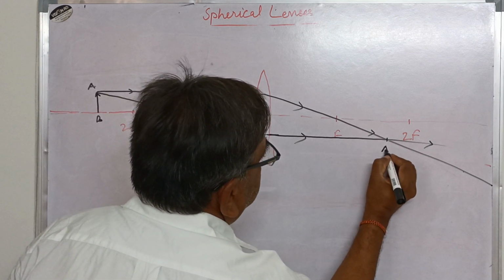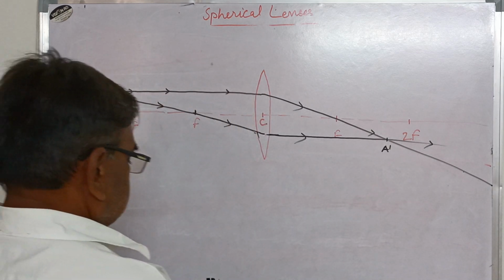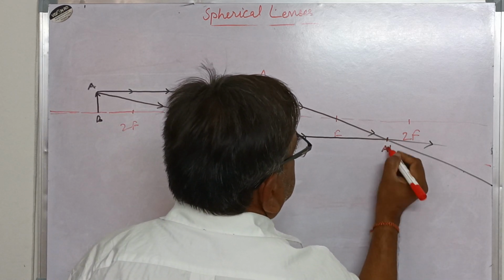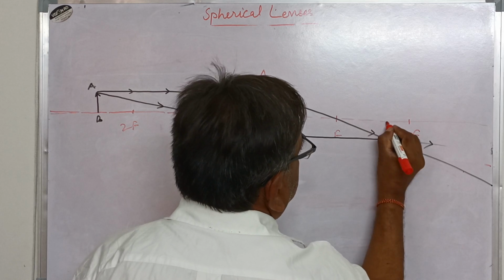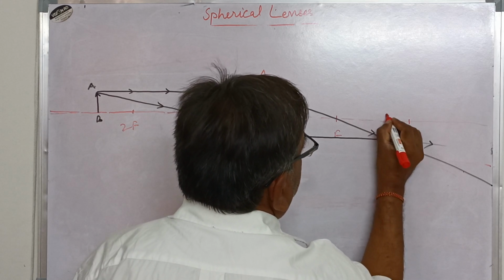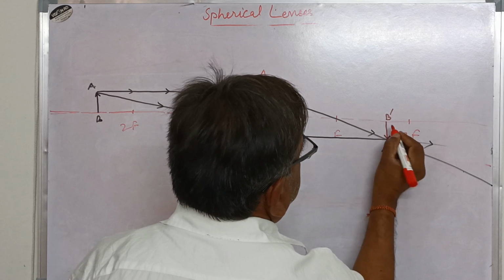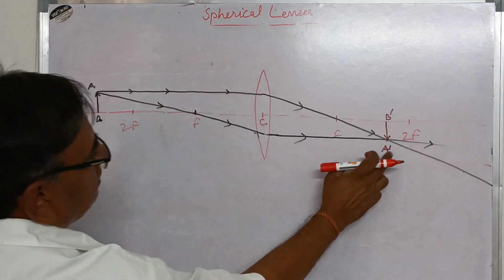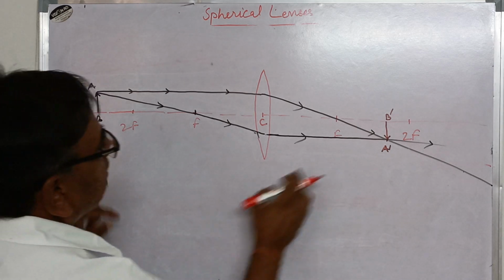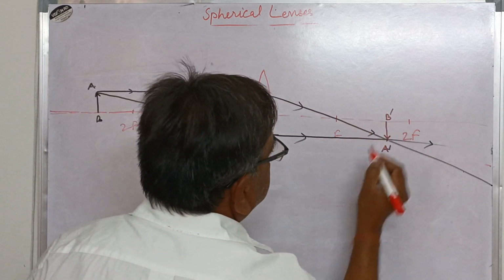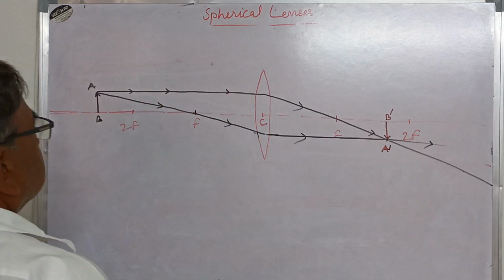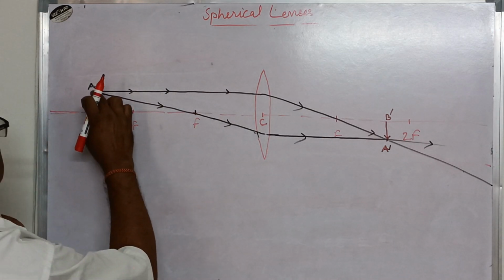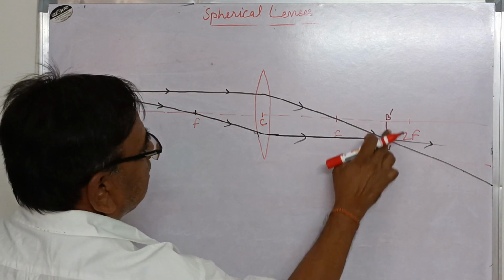So this is A dash. Let us use a different color. This is A dash, this is the head, and this is the point B dash. Image of A at A dash and image of B at B dash. So A dash B dash is the image. The image of the object AB is formed there, A dash B dash.